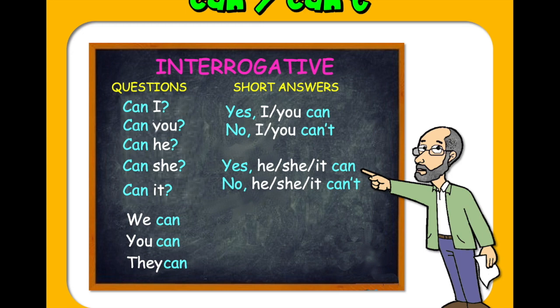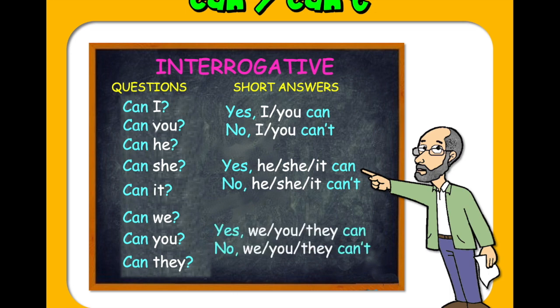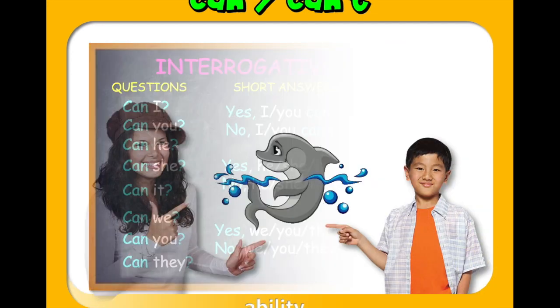Perfect. Alright, now we have we, you, and they can. How do we turn it into questions? Correct. We put the can first and then the pronoun. Can we? Can you? Can they? Good job. And these are the short answers. Yes, we, you, they can, or no, we, you, they can't. Perfect.